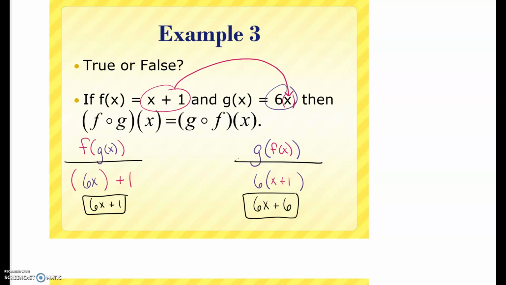Are these 2 things the same? They are not the same. So true or false? Definitely false.